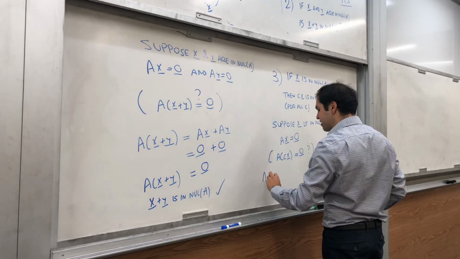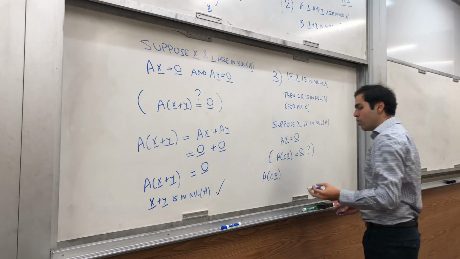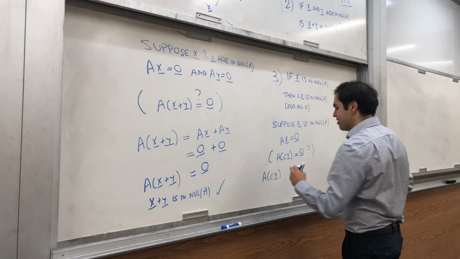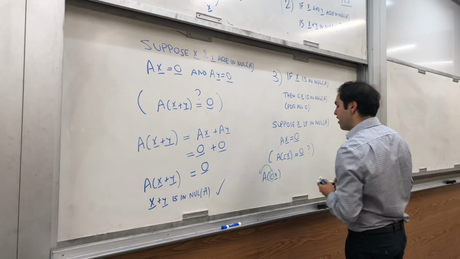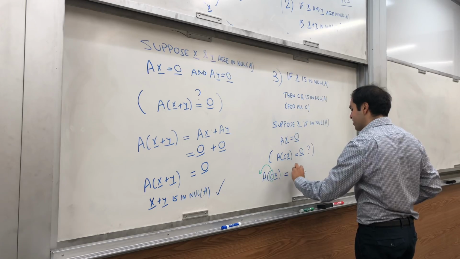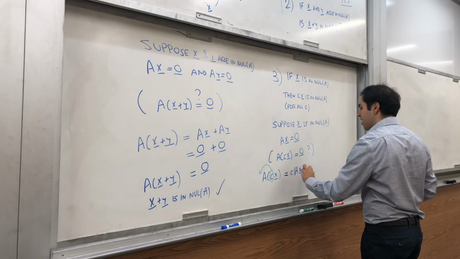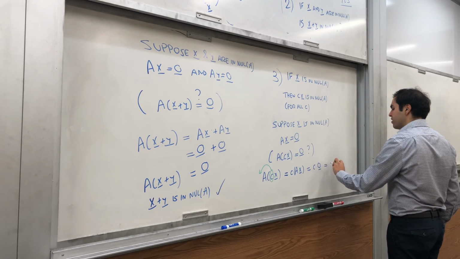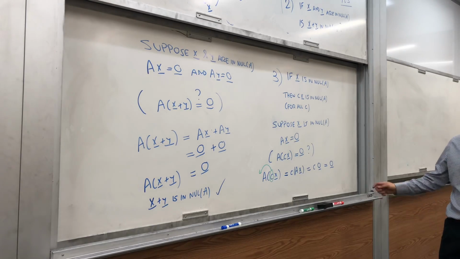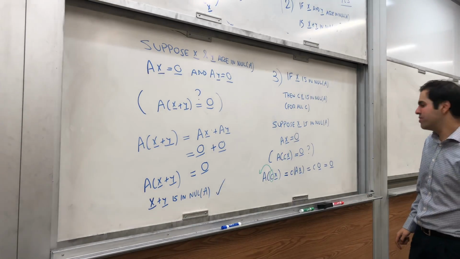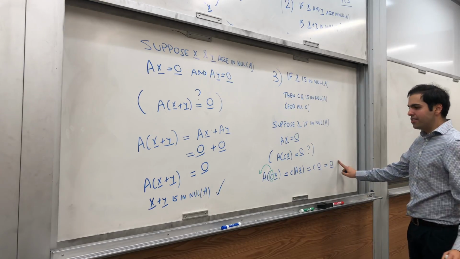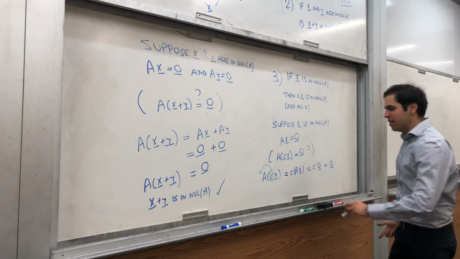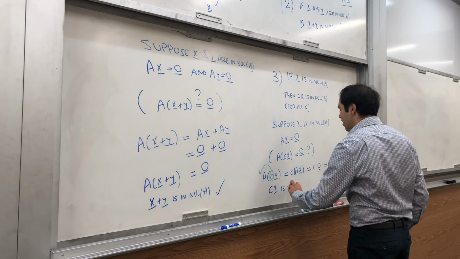Well, let's calculate this. A of Cx. The cool thing is, constants you can pull outside of the matrix. So the C you can pull out, and you get C times Ax. But remember, Ax was 0. So we get C times the 0 vector, but that's just the 0 vector. Any multiple of the 0 vector is the 0 vector. So Cx also solves A of blah equals 0. So Cx is in null of A.